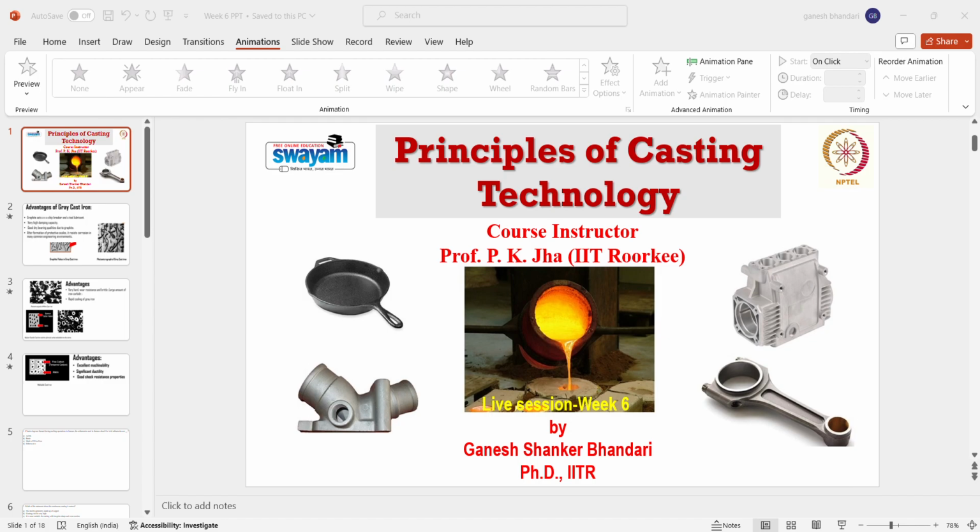Okay, so coming to the explanation of each cast iron. First we will discuss gray cast iron. In gray cast iron, the graphite is present in the form of chip-like structure. As you can see in this graph, these are in the form of flakes.